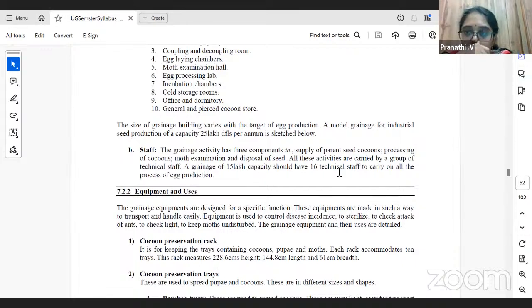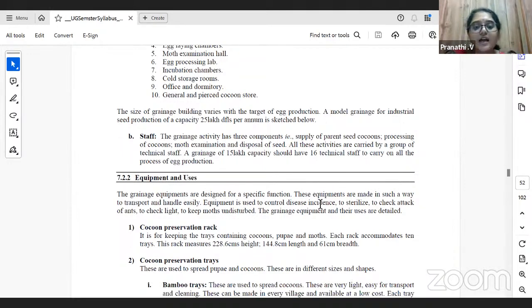egg production. Now, what are the different kinds of equipment that is used in this particular grainage? You get to see that the grainage equipments have specific functions and they are made in such a way that the transport and the handling of all the cocoons is easy. And then the equipment is used to control the disease, if at all there is any kind of disease incidences, and they should be able to be sterilized, and you should see that there are no ants or there is no light, and the moths are kept undisturbed. The grainage equipment and the details are as such.